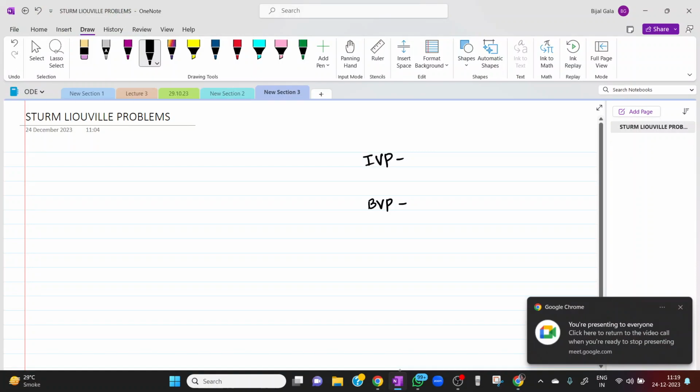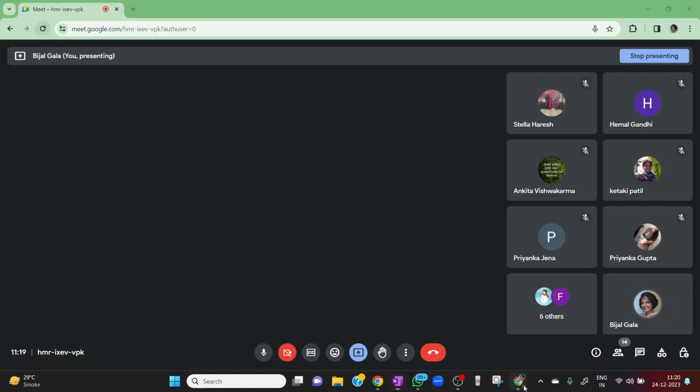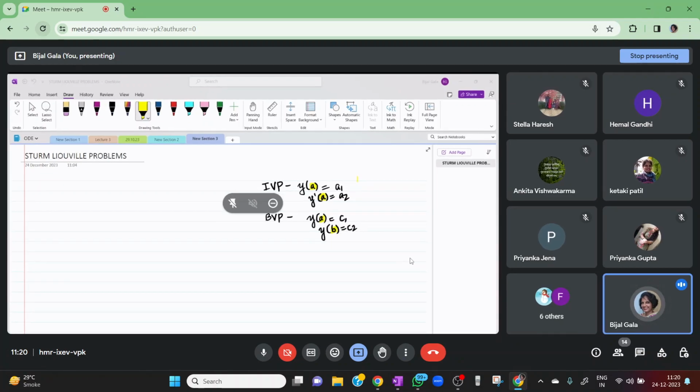So if I know the value of y at a point A is some a1, and y dash at the point A is again a2, some constants. But here you have to remember that the point is the same, A, for both, like at zero: if I am calculating for zero, it is going to be zero for both. Whereas in a boundary value problem the difference will be: at A some c1 and at B some c2. So now you can understand that A and B are different points. This is the difference between the boundary value problem and the initial value problem.